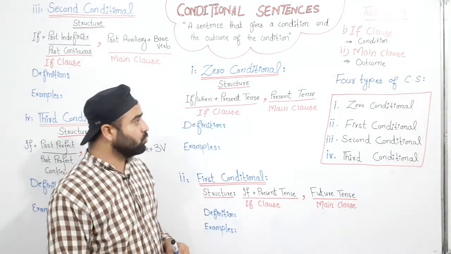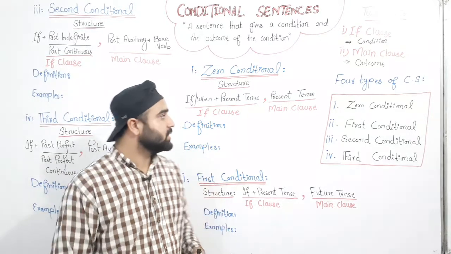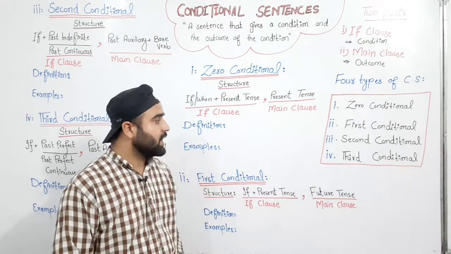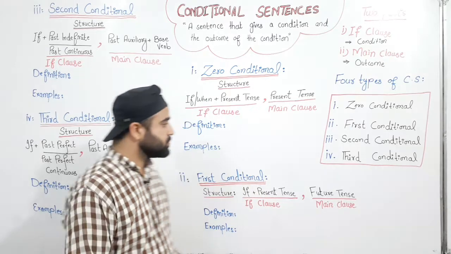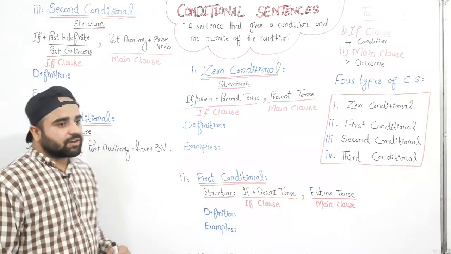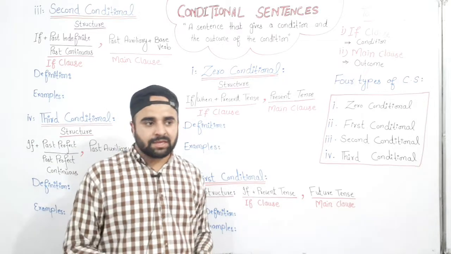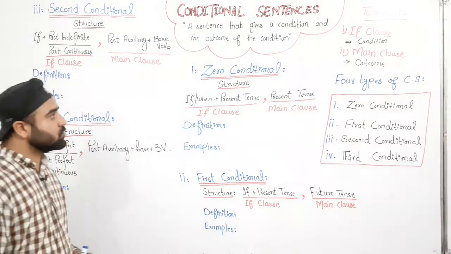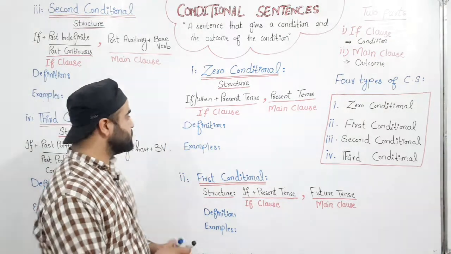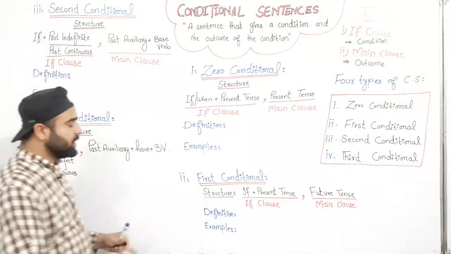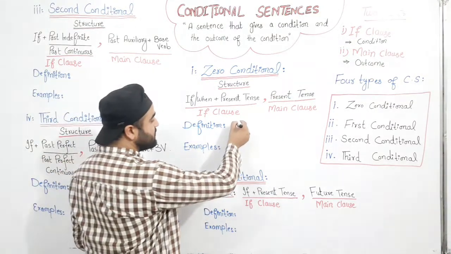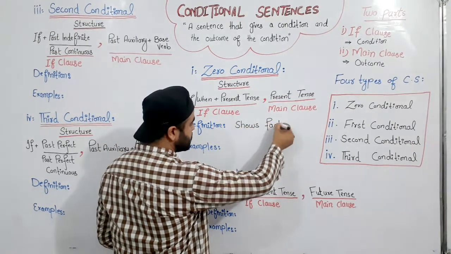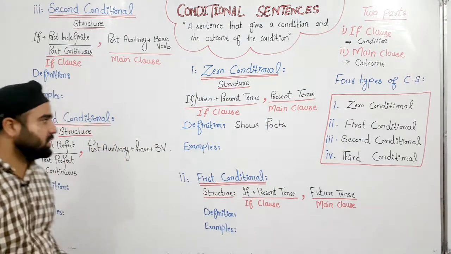We have four types of conditional sentences: the zero conditional, first conditional, second conditional, and third conditional sentence. These four conditional sentences are different on the basis of meaning and on the basis of structure. We will start with zero conditional. A zero conditional sentence, first of all, if we define it, is a conditional sentence that shows facts, and their possible results.